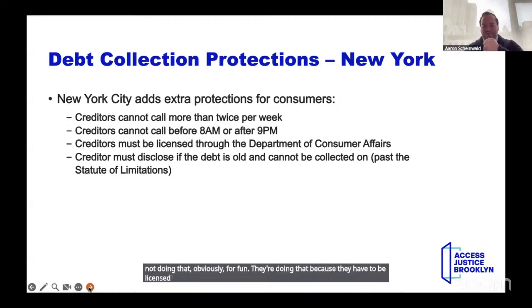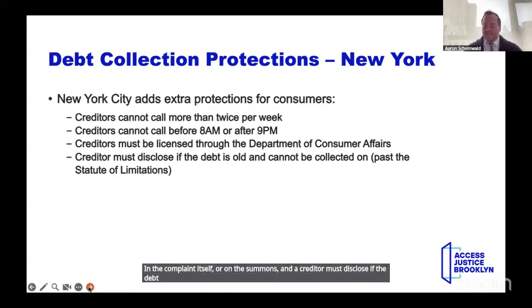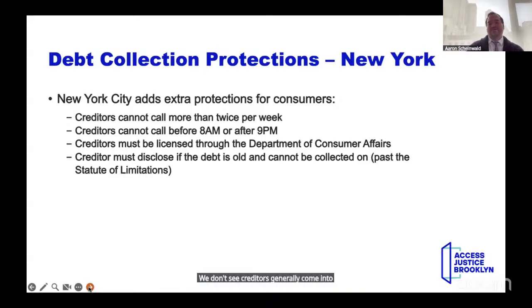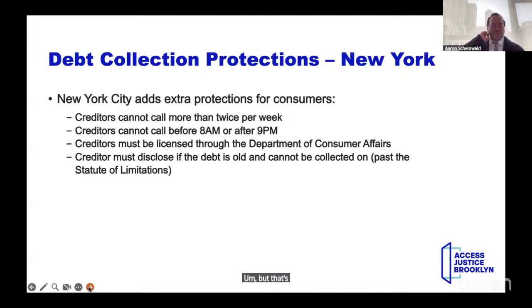And in a consumer credit case, you have to disclose your license number in the complaint itself or on the summons. And a creditor must disclose if the debt cannot be collected on, i.e., it is past the statute of limitations. We don't generally see creditors file suits, although they could engage in other collection actions because it doesn't cost very much to send a letter, obviously. But we don't see creditors generally come into court and say, I guess for obvious reasons, this is a debt that is past the statute of limitations. So that's not something that occurs in court. People don't come to us with those letters. Those letters, I'm sure, could be out there, because there are lots of unsavory tactics that go on even in New York. But that's not something that would, generally speaking, come into court.